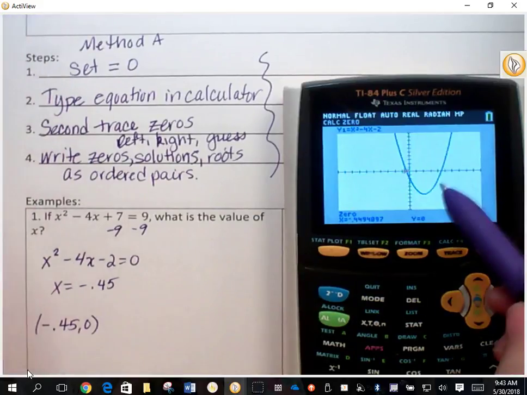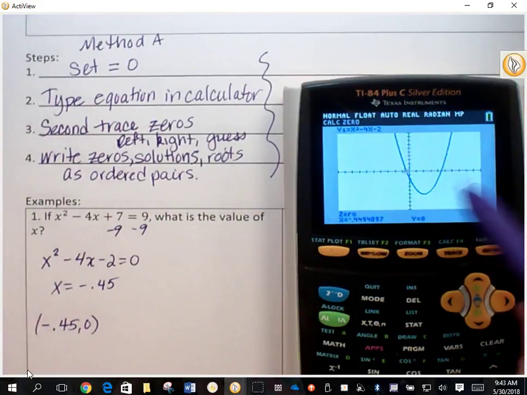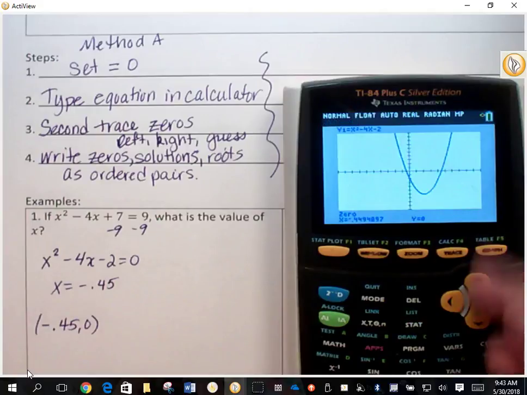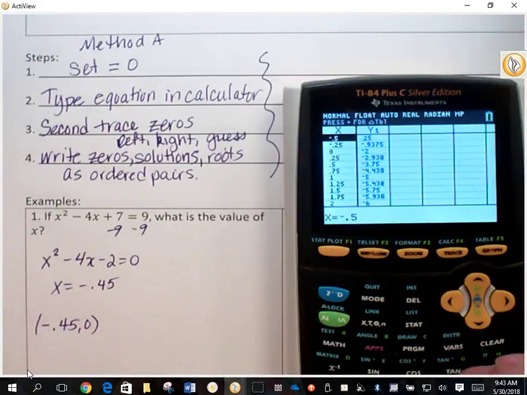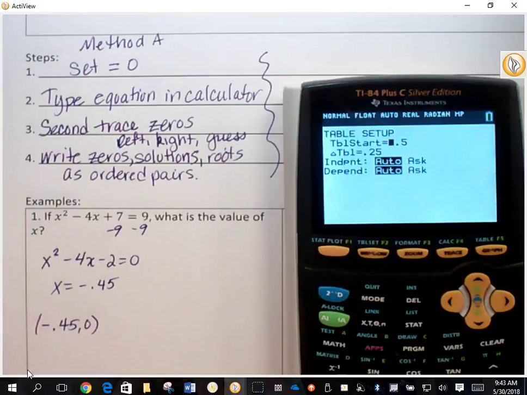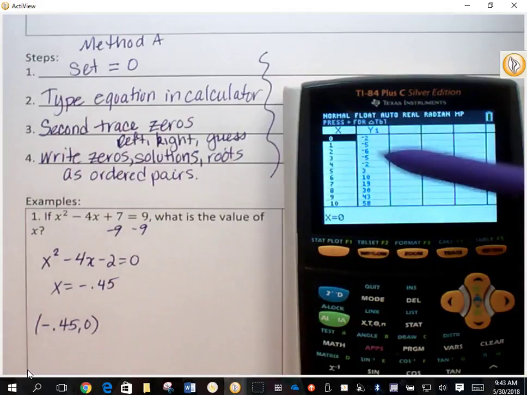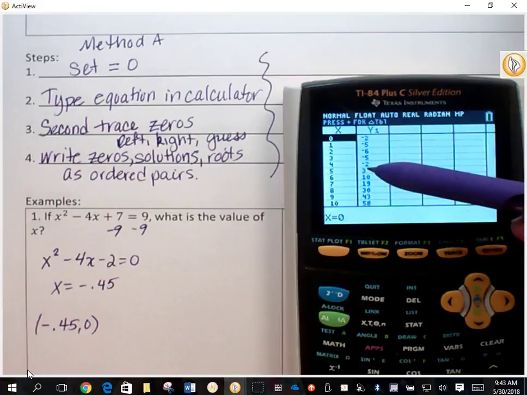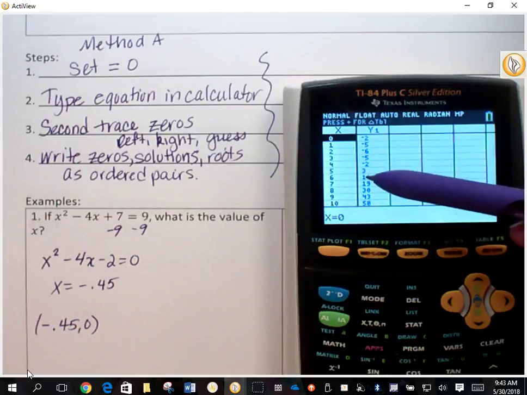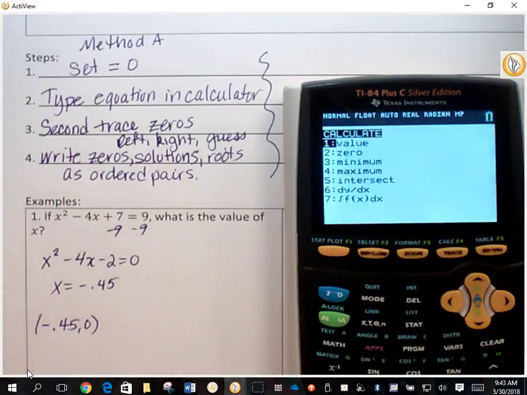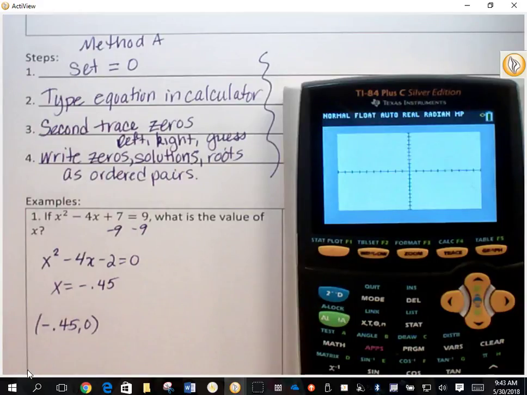Now I need to find this one. Again, I can see from the graph where it's between, but if I look at the table, I'm going to go back and change my table. I want to start at 0 and count by ones. So when I look at this, I can see at 0 it's negative, at 1 it's negative, at 2 it's negative, at 3 it's negative, at 4 it's negative, but at 5 it's positive. So somewhere between 4 and 5, it has to be 0. So I'm going to go to second trace, and I'm going to choose number 2, which is a zero.